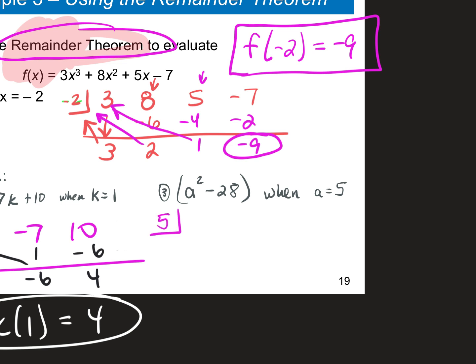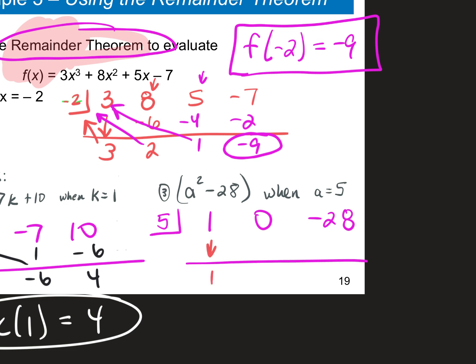5, good. Let's list out the coefficients. What are they? 1, 1, 0. Ooh, look at you. Good job. Why do we have a 0 here? Because there is no a to the first power. If you guys forget the place marker, the 0, it'll screw up your whole answer. So just pay attention.